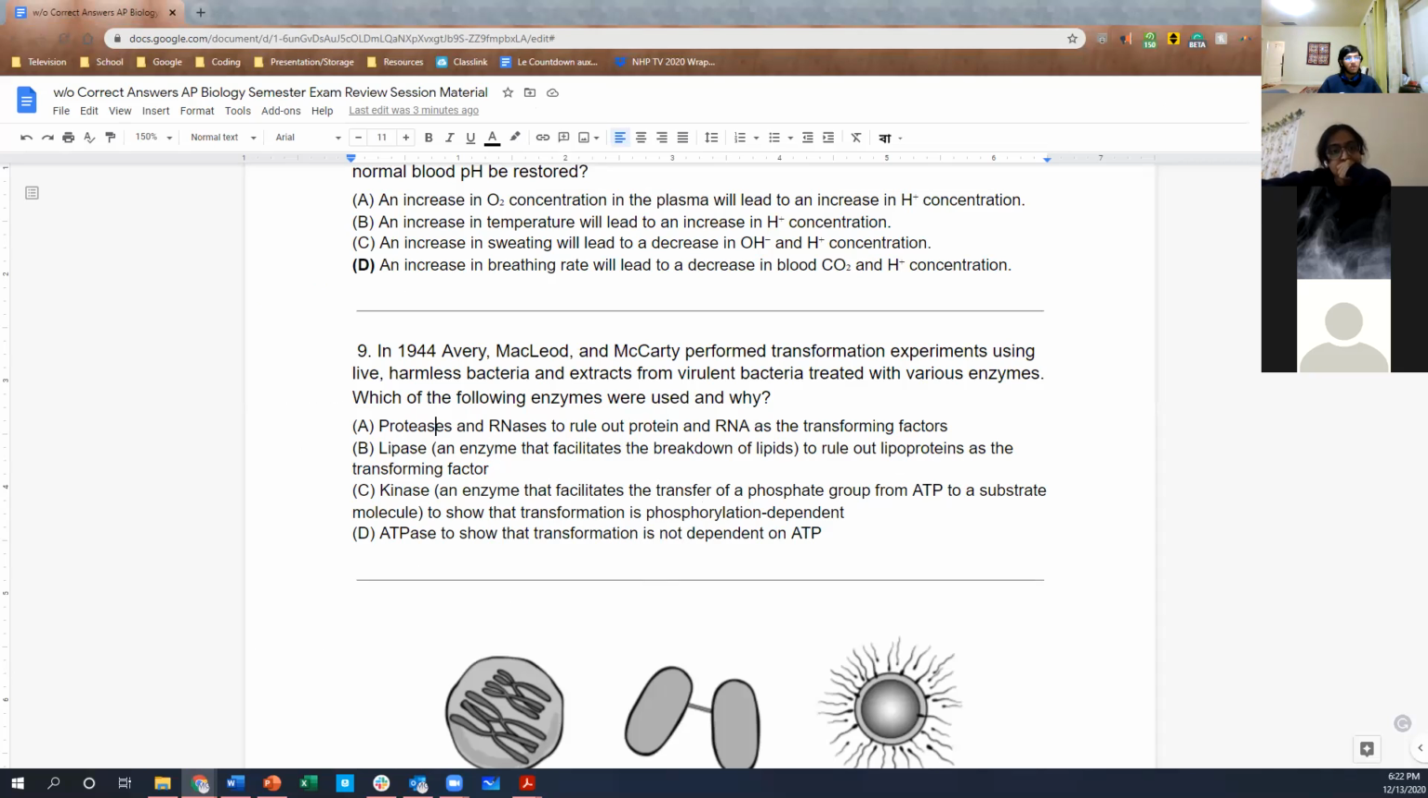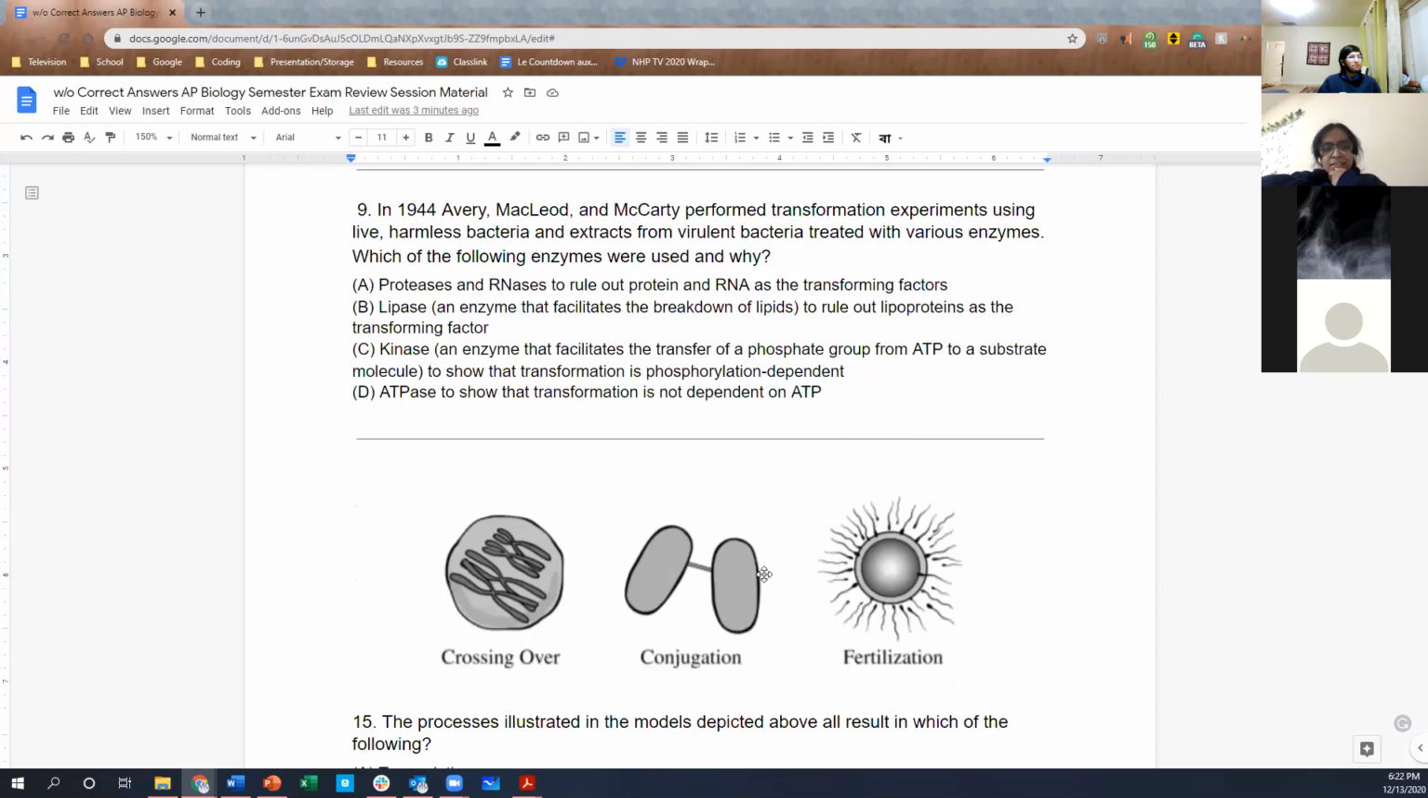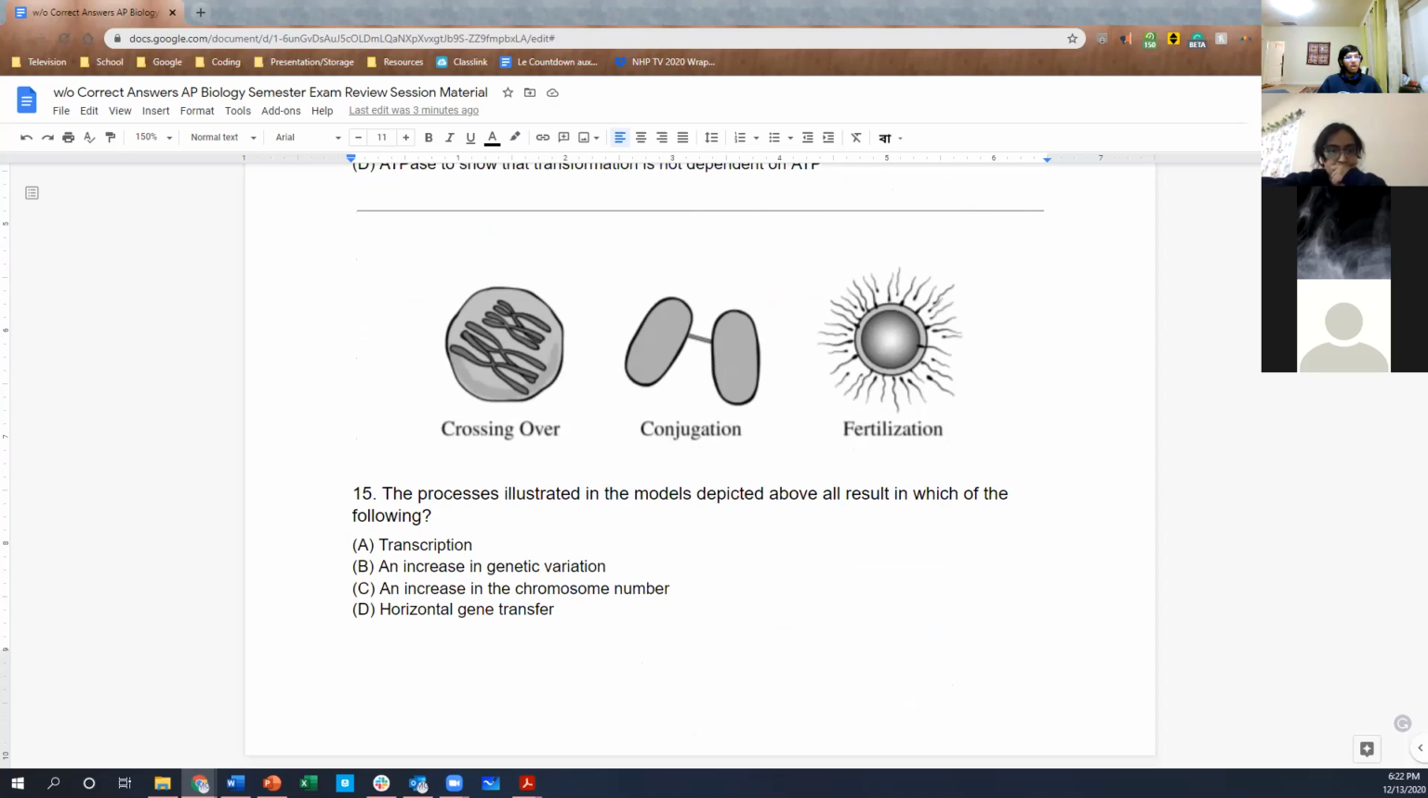Okay. So basically, you could rule out the other ones because it doesn't have anything to do with the DNA. Yeah, it doesn't have anything to do with genetic material. Okay, got it.